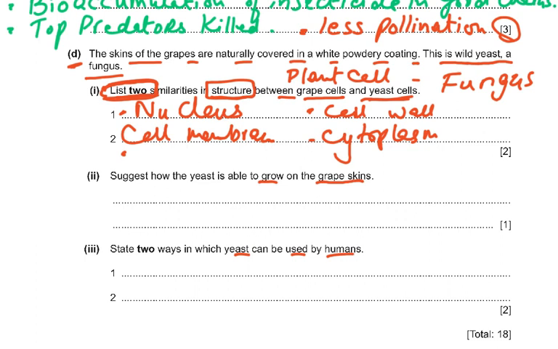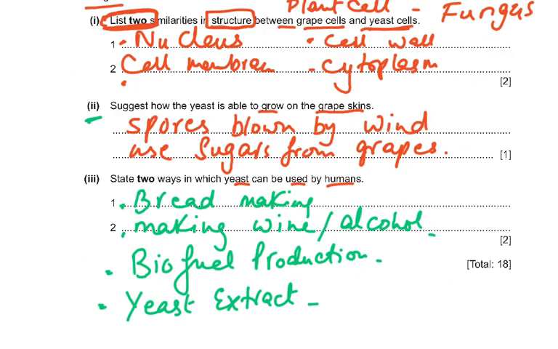Or it's used to make alcohol or wine. Or it is used in biofuel production. Or it is used as a probiotic or a yeast extract. Some people eat that as a probiotic. It helps in the normal health of the intestine. So it's a yeast supplement. So part two, spores blown by wind and use the sugars from the grapes. Then bread making, making alcohol or wine, biofuel production, and yeast extracts are used as probiotics or as supplements.